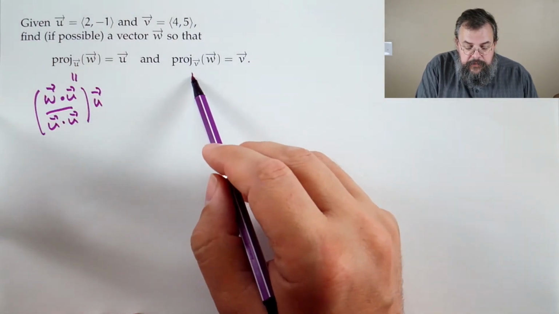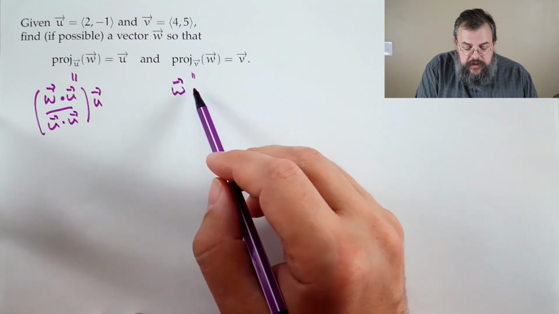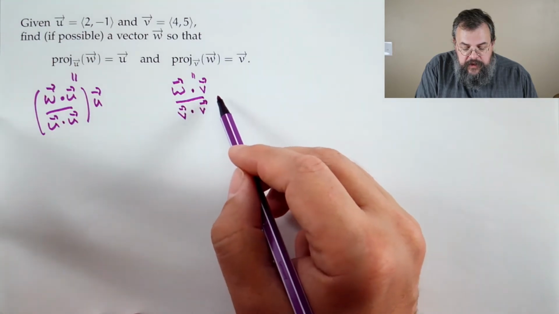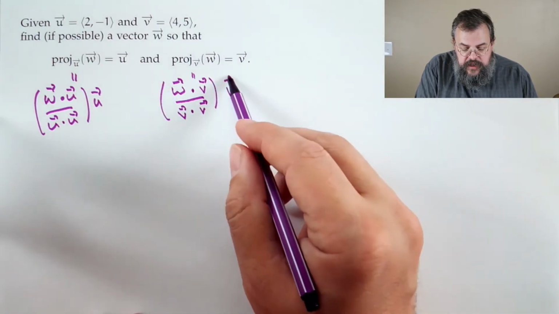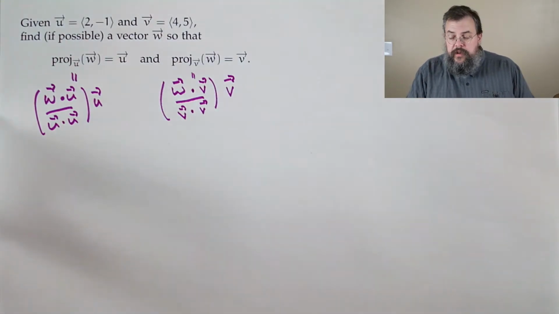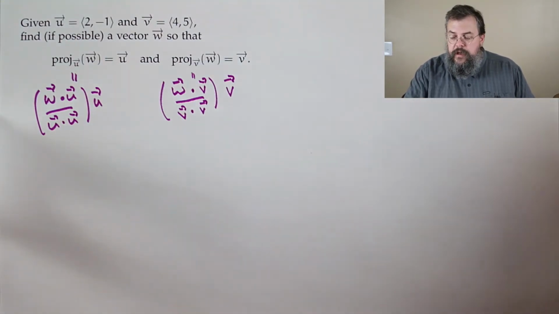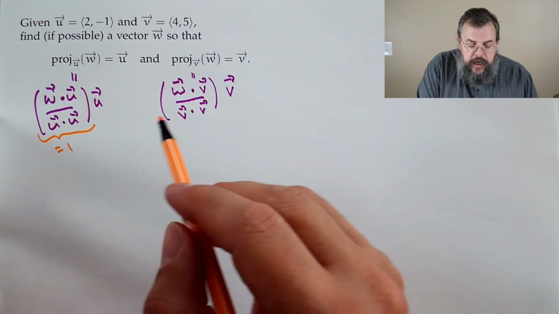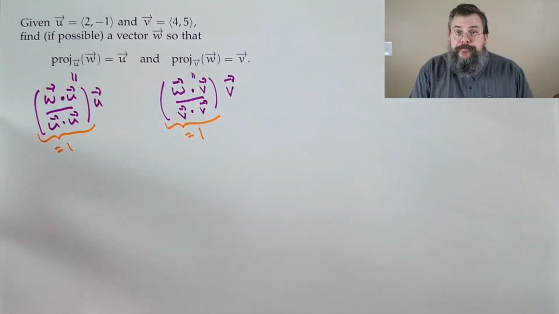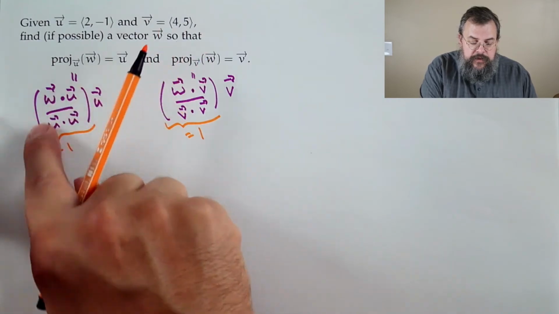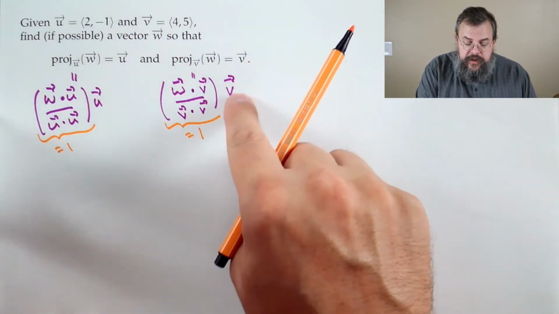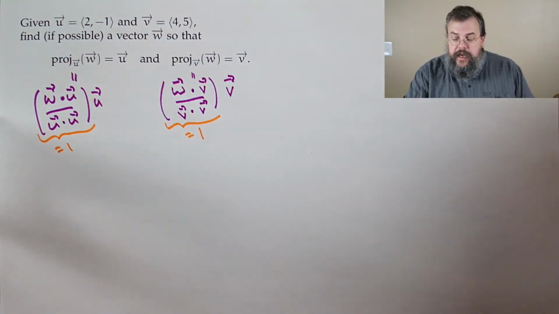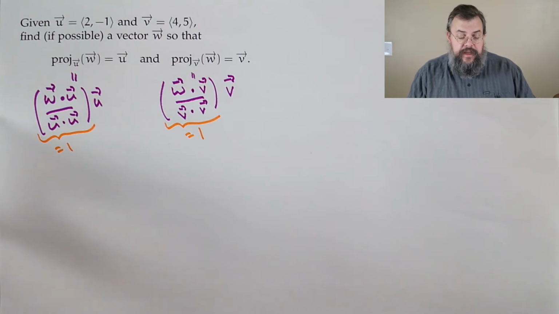And in a similar way, same process here, only now it's dot v, and v dot v times v. So this is just writing down the formula for the projections. The only way this could work, if it did work at all, would be to look for some vector w where these quantities here would have to be 1. Because we need to end up with u, what's in front of here needs to be 1. Here we have to end up with v, so what's here has to be 1. So, rewriting that, we have two conditions that need to be satisfied.